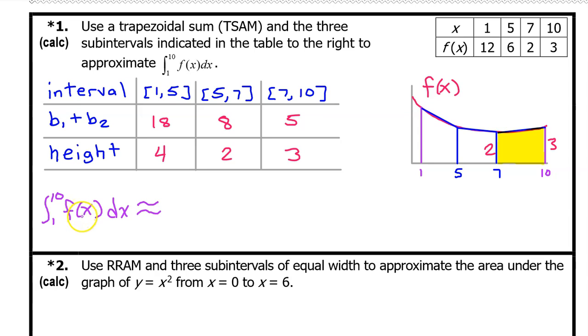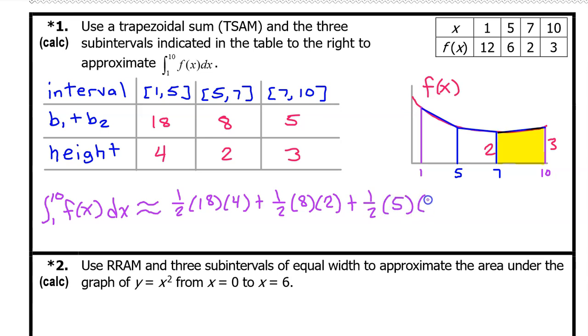The integral of f of x from 1 to 10 will be approximately equal to the sum of the areas of these three trapezoids. The area of the first trapezoid is 1/2 base 1 plus base 2 times the height. And the area of the second trapezoid is 1/2 base 1 plus base 2 times the height. And the area of the third trapezoid is 1/2 base 1 plus base 2 times the height.